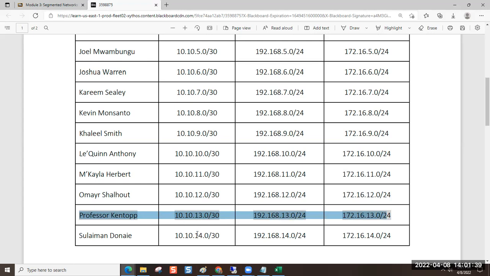Suleiman, you're supposed to be on .14. Omeyer, you're supposed to be on .12. Your solution will show your numbers, okay? And no one else's. So LaQuinn, you have .10. Kevin Monsanto has 8 across the board. Kareem, you have 7. Does everybody understand what we're doing? Yes, sir.